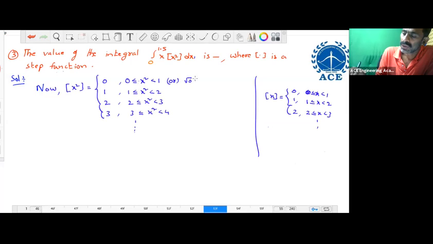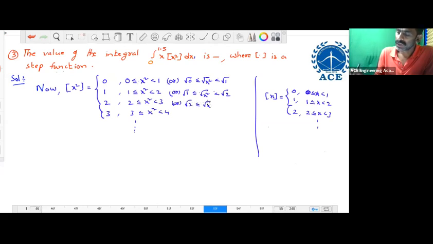So root 0 less than or equal to root of x square less than square root 1, or square root 1 less than or equal to root of x square less than square root of 2, or root of 2 less than or equal to square root of x square less than square root of 3, or square root of 3 less than or equal to square root of x square less than square root of 4, and so on like this. So that directly we get x, and then we can add the x limits.